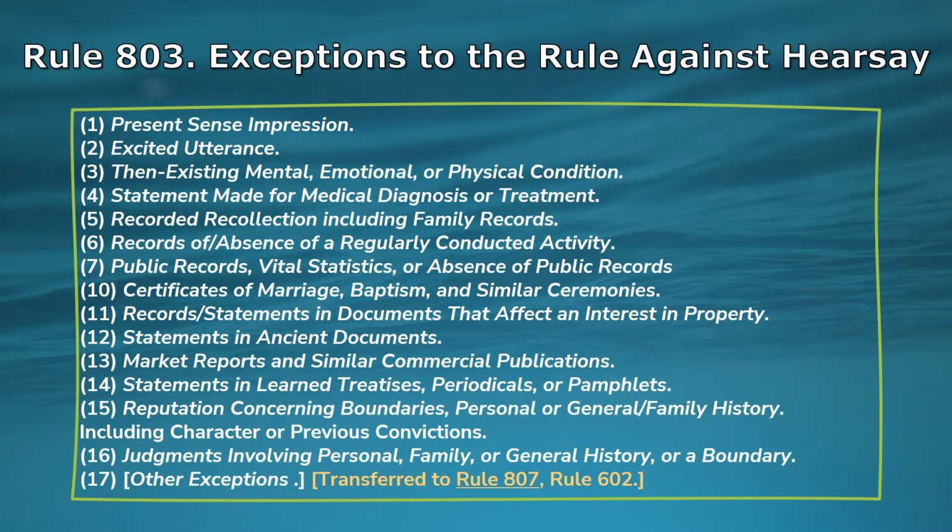5, recorded recollection, including family records, records of regularly conducted activity, public records, vital statistics, or absence of public records, certificates of marriage, baptism, and similar ceremonies, records and statements in documents that affect an interest in property, statements in ancient documents, market reports and similar commercial publications, statements in learned treatises, periodicals, or pamphlets, reputation concerning boundaries, personal or general or family history, including character or previous convictions. Lastly, judgments involving personal, family, or general history or a boundary.